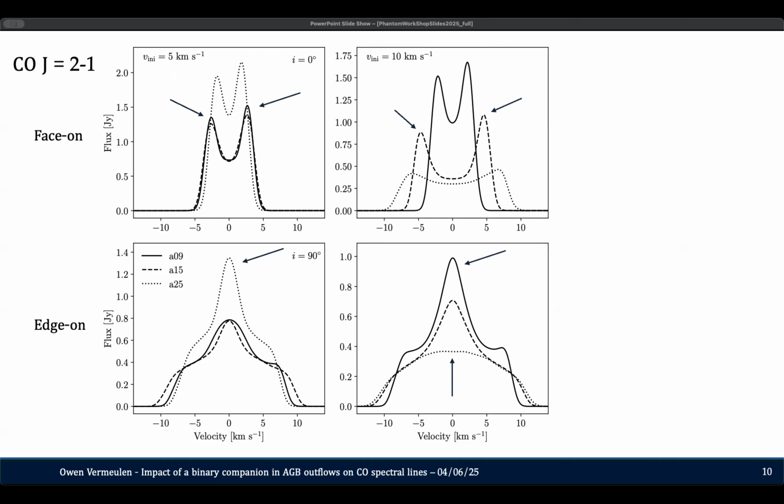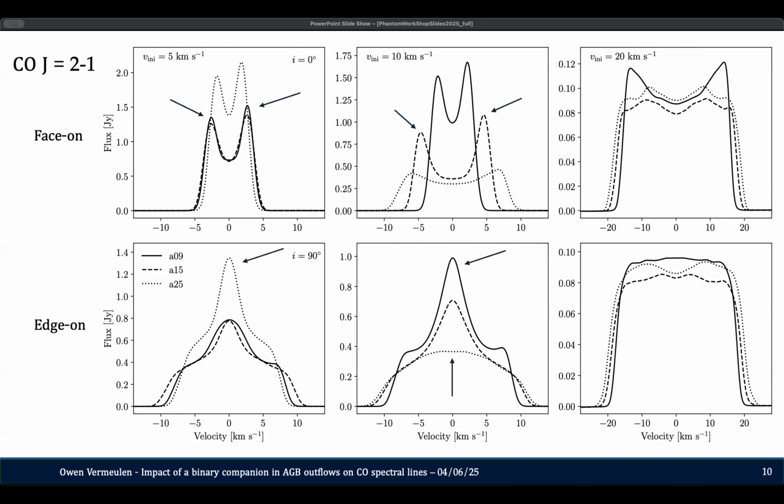However, if we have a look at the dotted line here, this line is really approaching a parabolic line profile, which I previously mentioned could come from a 1D model. So this is also showing that the impact of a companion can go completely unnoticed if we just observe the spectral lines. Finally, for the higher initial velocities, we see some smaller peaks for this specific model and some smaller deviations from this flat top line profile.